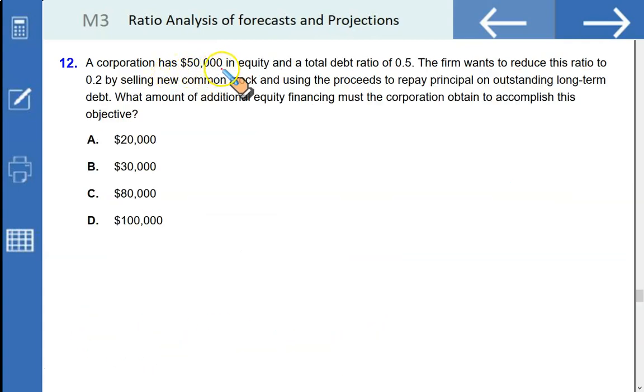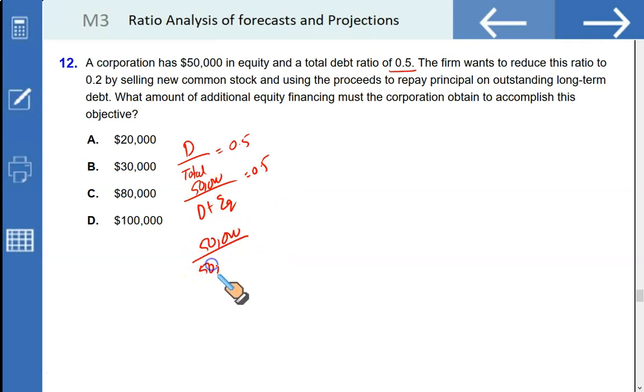A corporation has $50,000 in equity and a total debt ratio of 0.5. Well, what does it mean? Debt upon the total capital is equal to 0.5. And that would mean if debt is 50,000, then total capital is debt plus equity. If you write 50,000 in the denominator and solve this equation for equity, you will find that equity is also 0.5 of the total funds deployed, which means equity is also $50,000.